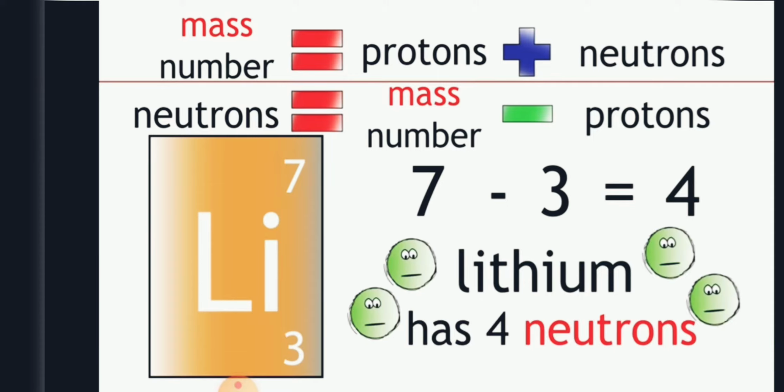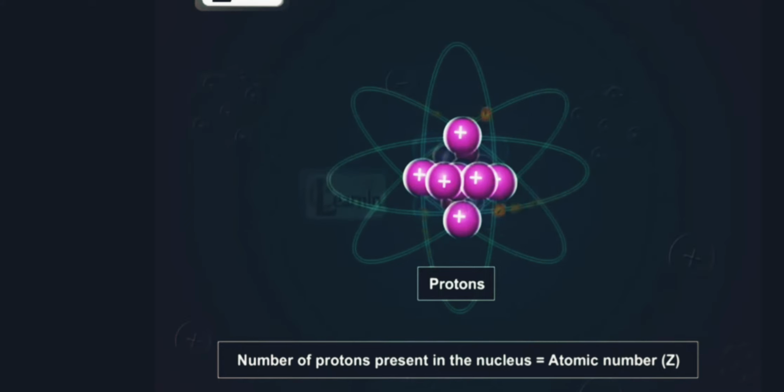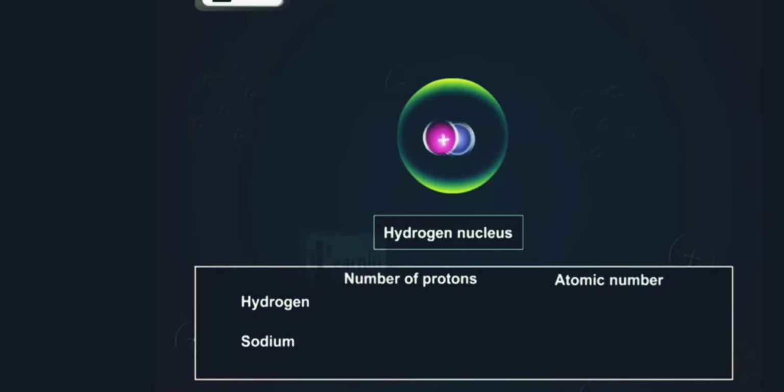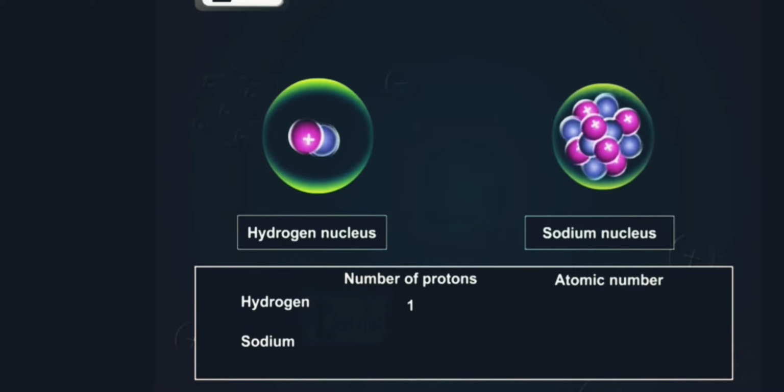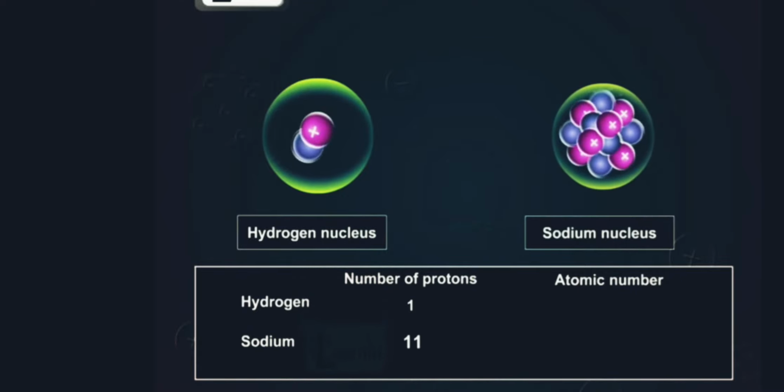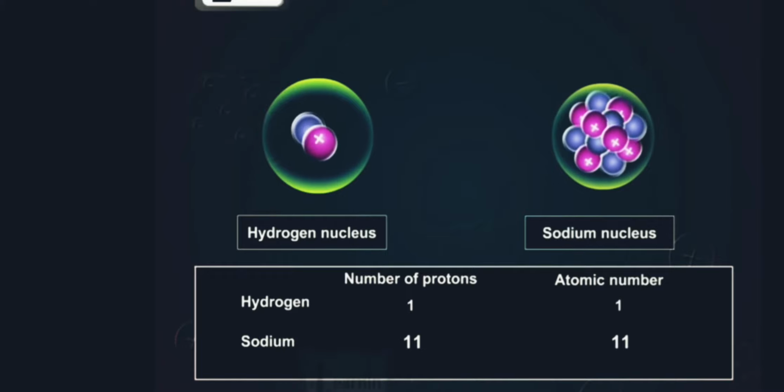So we came to know that atomic number is the number of protons present inside the nucleus, and the greater the atomic number, the greater will be the mass of that specific element and the greater space it will take. For example, consider hydrogen nucleus and sodium nucleus.